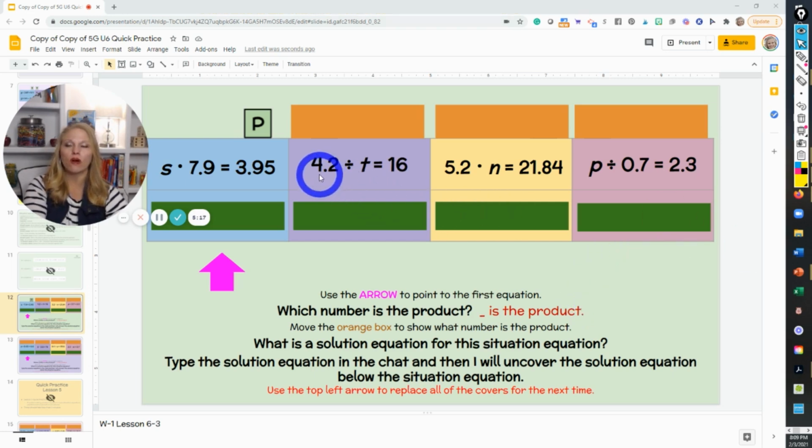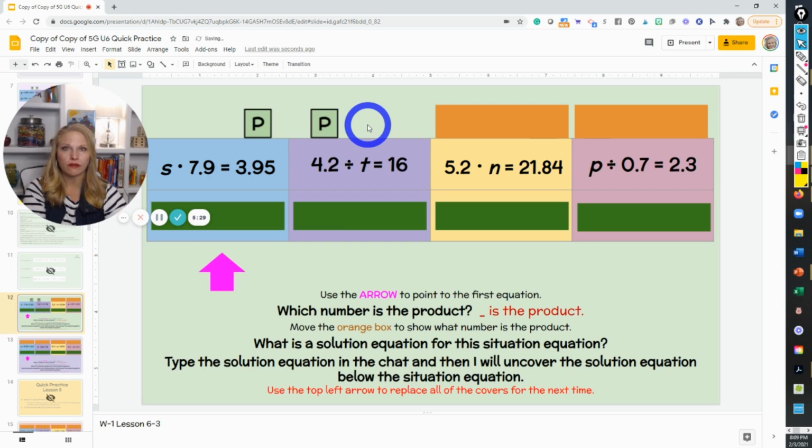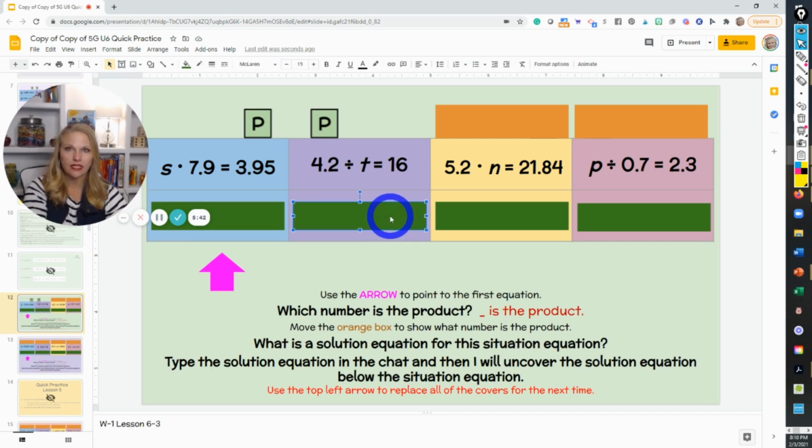Read it with me. 4 and 2/10 divided by t equals 16. Boys and girls, what's the product? Think about it. Class, 4 and 2/10. Let's see if we're right. Boys and girls, what is the solution equation? How do I get t by itself? Class, 16 times 4 and 2/10 equals t. Let's see if we're right.